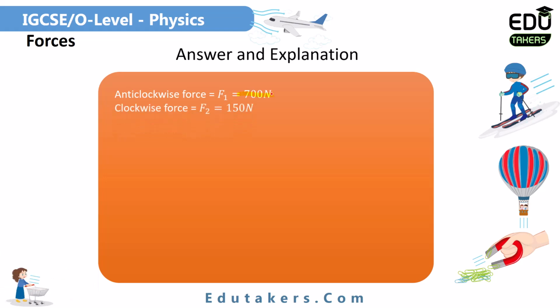The clockwise force, which is the second force, is 150 Newton. The distance of the anti-clockwise force from the pivot is d1, which is 0.4 meter. The distance of the clockwise force from the pivot is represented by d2. You have to calculate this distance.